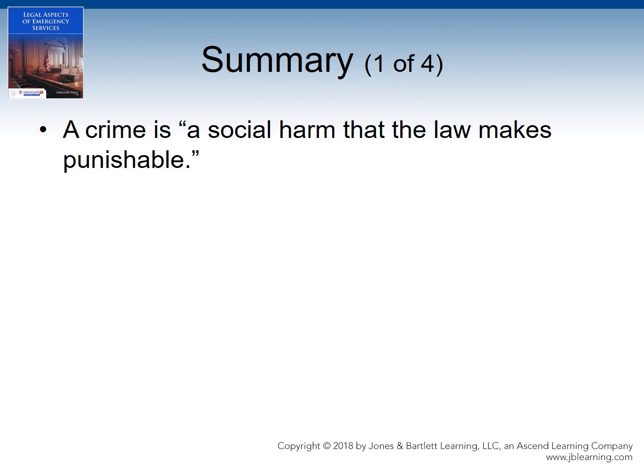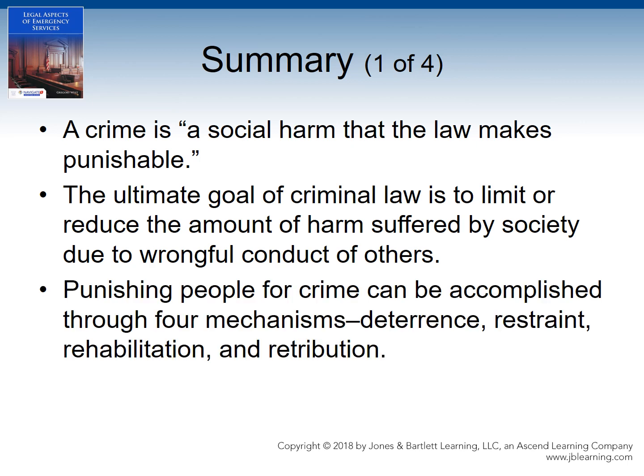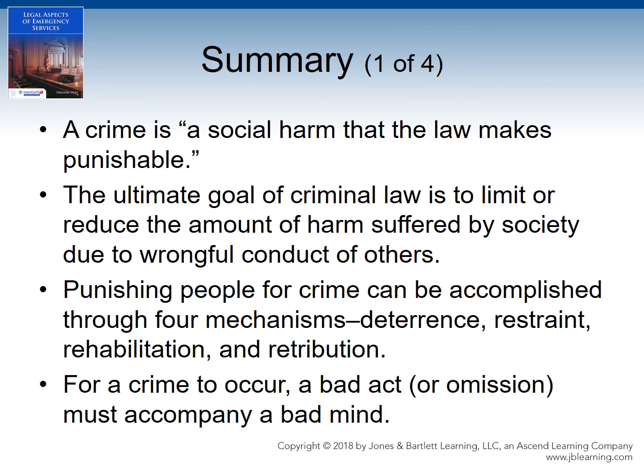A crime is a social harm that the law makes punishable. With that in mind, the ultimate goal of criminal law is to limit or reduce the amount of harm suffered by society due to the wrongful conduct of others. There are essentially 4 theories employed when punishing people for their crimes: deterrence, restraint, rehabilitation, and retribution. When defining a crime, the law must identify both a bad act, or, in some rare cases, omission, that accompanies a bad mind or bad thoughts.